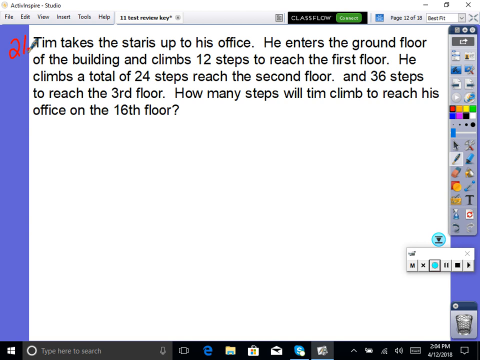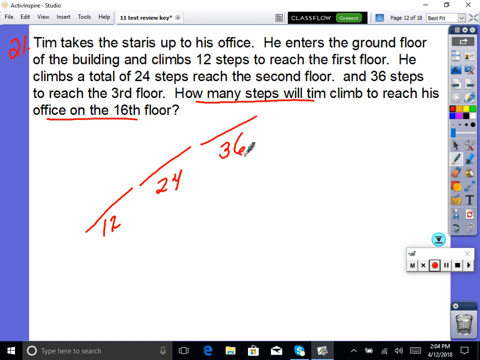So first of all, you have to think about with these story problems, is it just asking us for the 16th term or the sum of all of these things? So it wants to know how many steps he will climb total. So if you think about it, that's going to be a sum. Now it kind of helps to draw our picture. So on the first climb, he did 12 steps. The next one he did 24. The next one 36. So there's a pattern here, each floor.